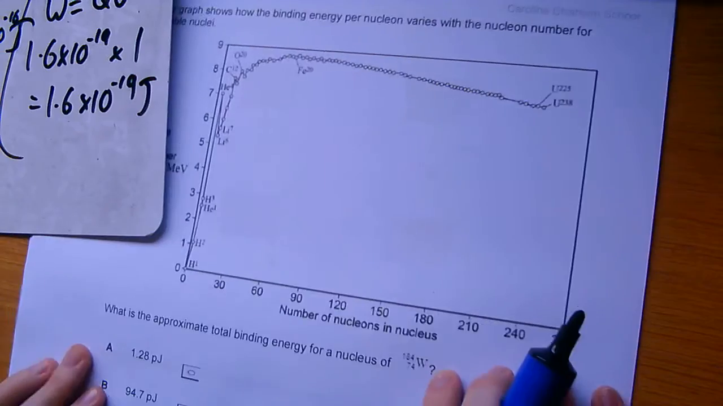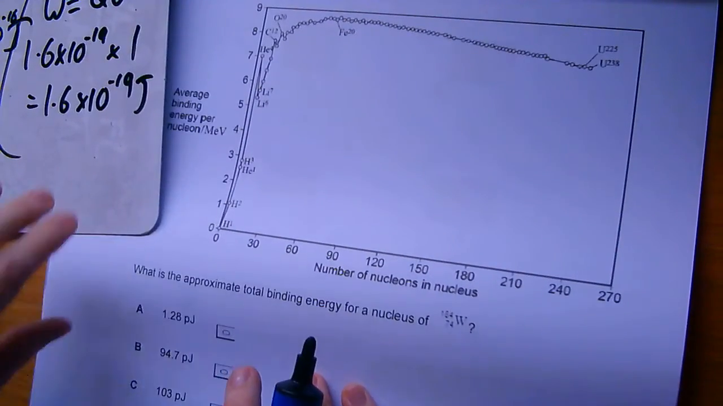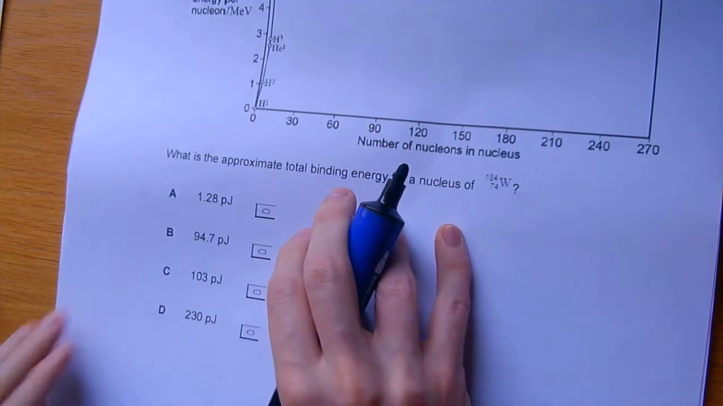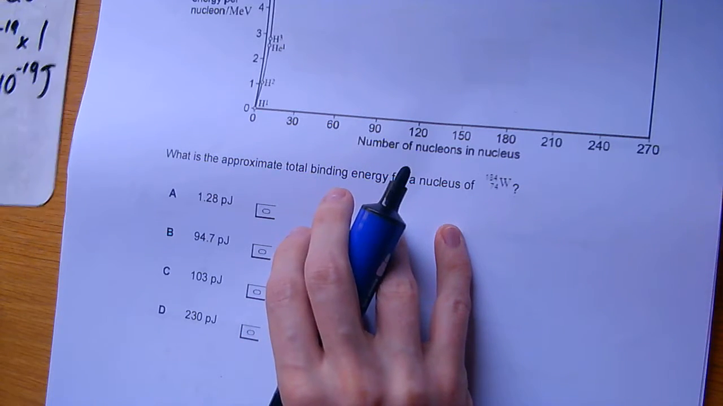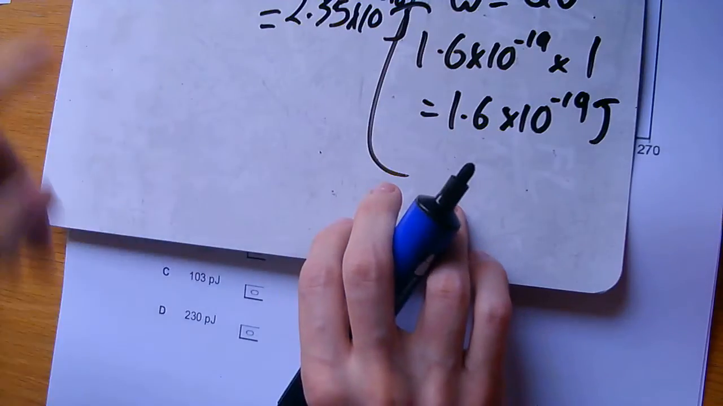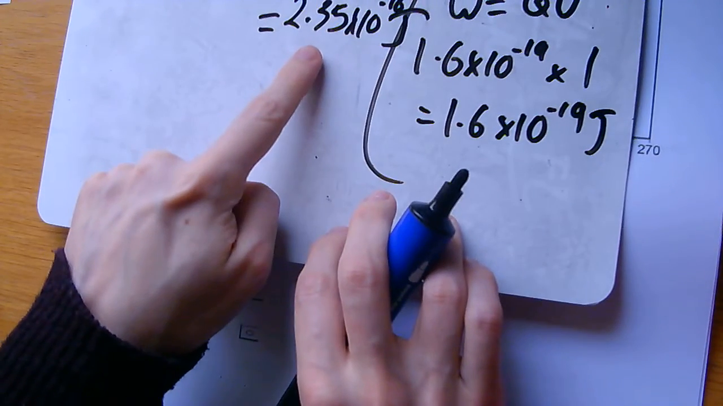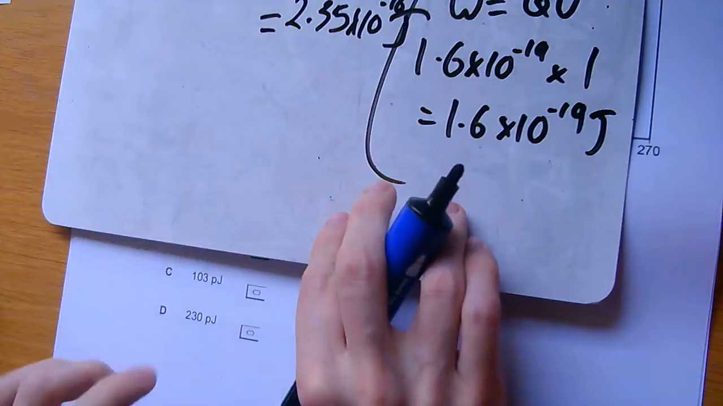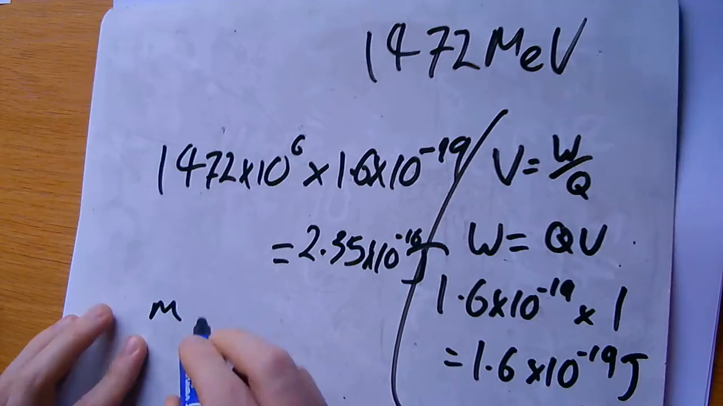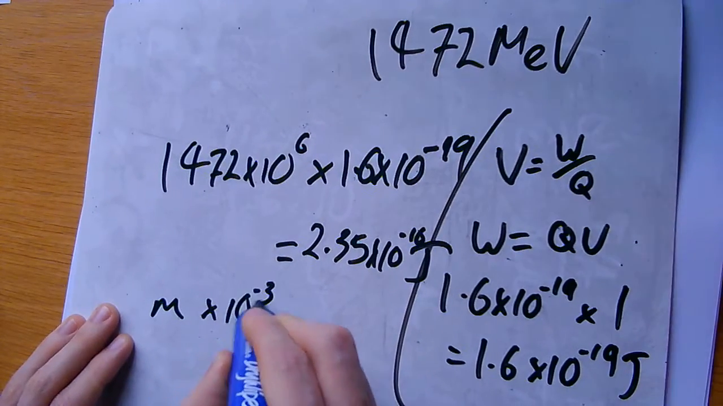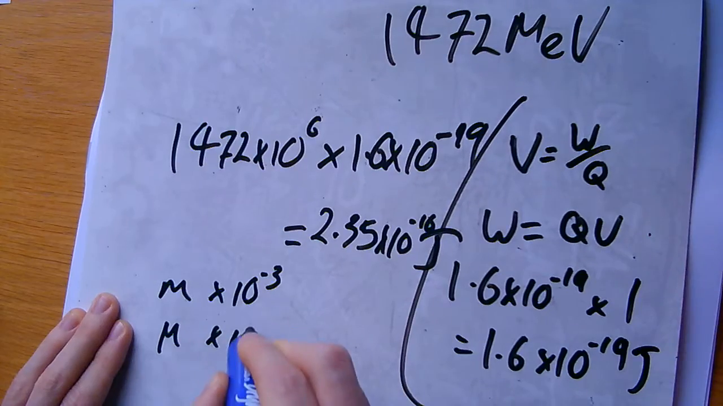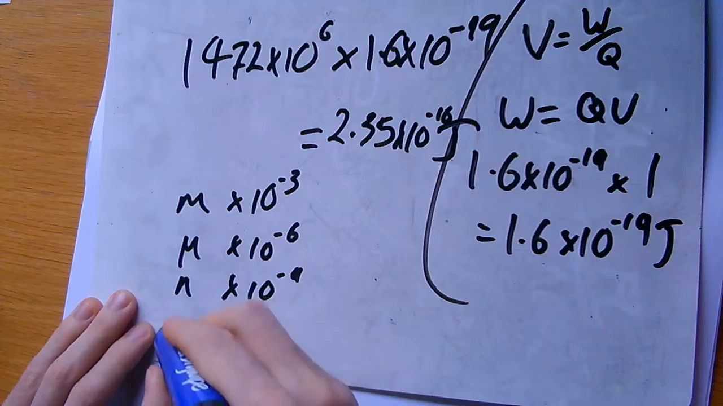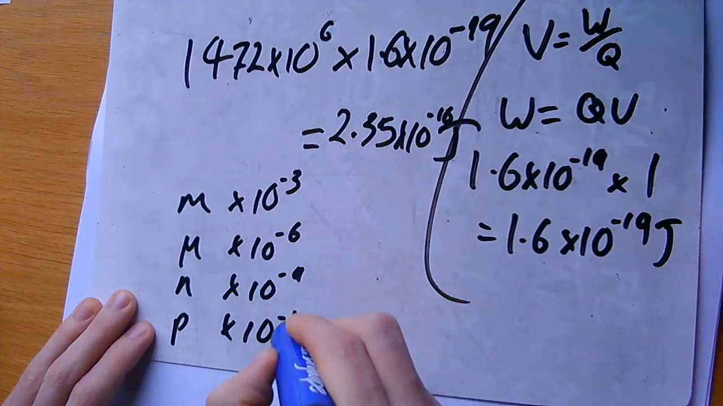Now, looking at these 4 options here, it should be pretty clear straight away that the answer is going to be D. But if you still weren't quite sure, or if they didn't give you the 4 options, your stage at this point, if you've worked out in terms of joules, the last thing to remember is your SI prefixes. So milli is times 10 to the minus 3, micro times 10 to the minus 6, nano times 10 to the minus 9, and finally pico is times 10 to the minus 12.